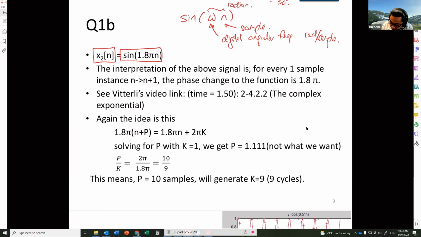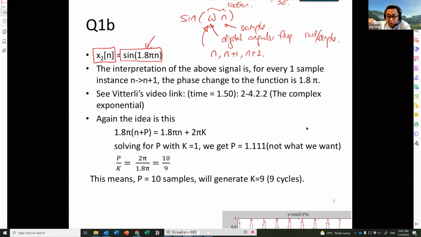How we want to understand omega is this. I'll repeat again. Each step, as I move from n to n plus 1 to n plus 2, at each step I'm moving by omega, whatever omega is. In this question, I'm moving by 1.8 pi radian. Now remember, when we move by 2 pi radian for a sinusoid, we're moving one complete cycle. So moving 1.8 pi radian at each step is very close to moving through one complete cycle.